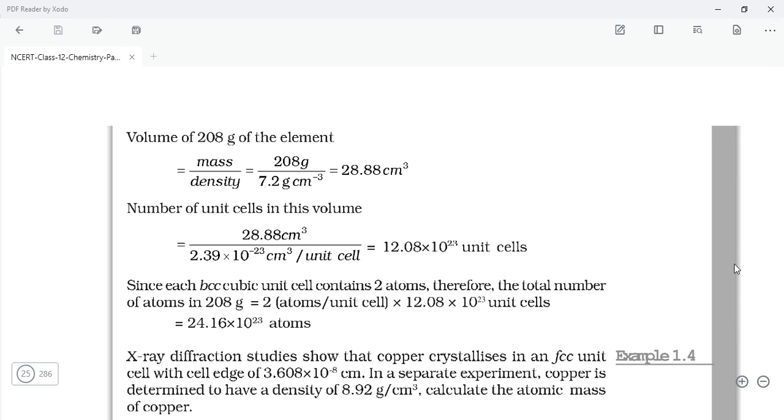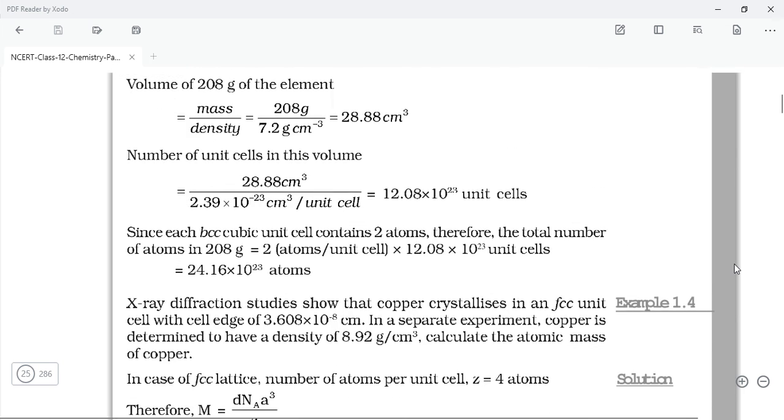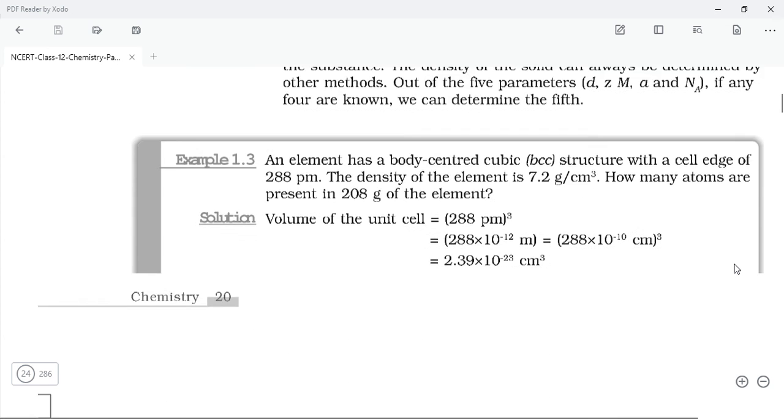X-ray diffraction studies. We have already done that one. The example is done.